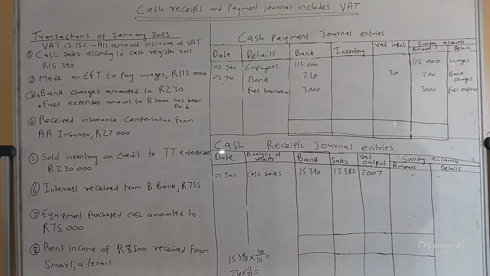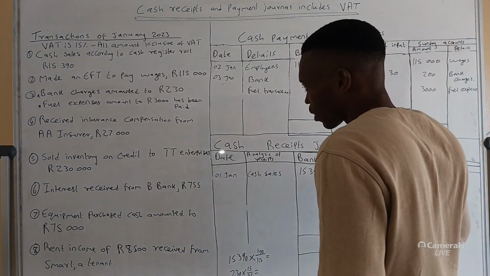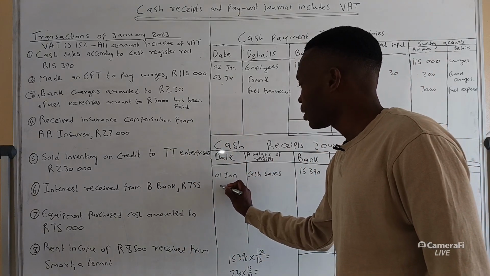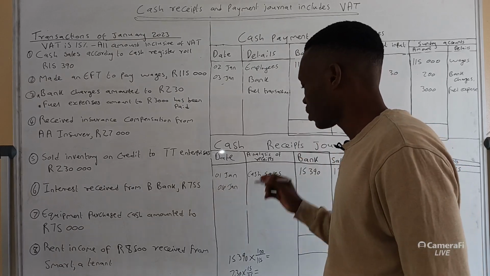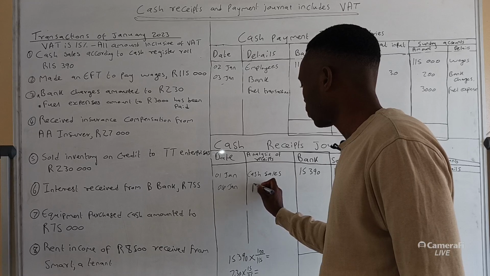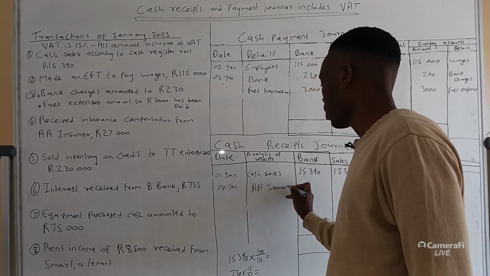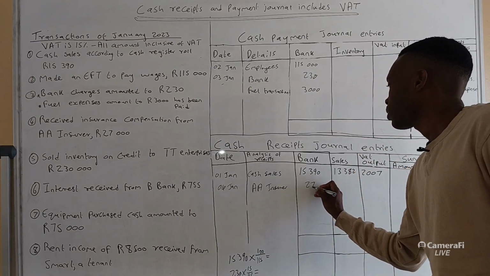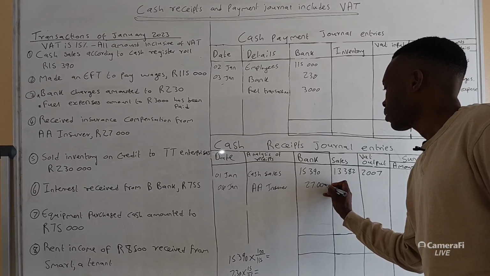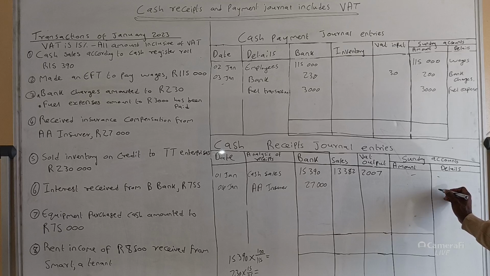Okay, and the following one, number 4, they said we received insurance compensation from AA insurer of 27,000. This is cash receipts journal because we have received cash, which means that we have to come here. Okay, the date is 4 January. Then we receive insurance from AA insurer. Okay, and the total amount is 27,000. Okay, we don't have a column here, which means that we have to come here and say insurance compensation.